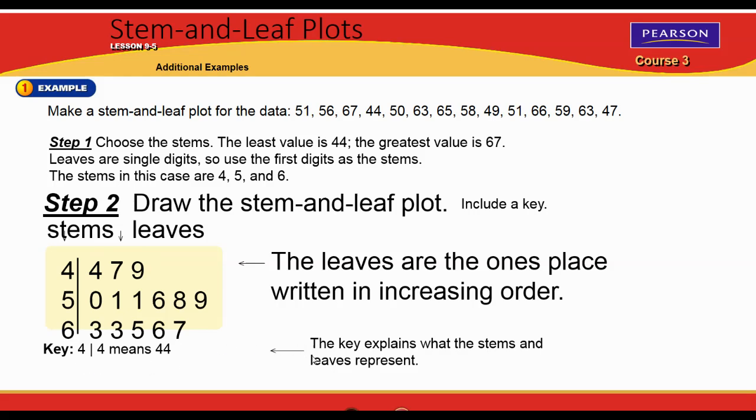So this is a stem and leaf plot. The stems are the numbers on the left side of the line. The leaves are the numbers on the right side of the line.